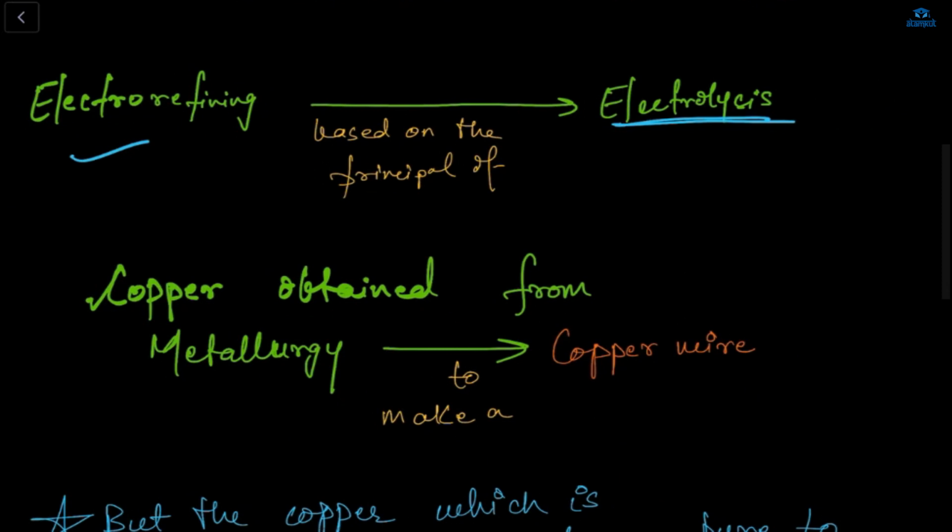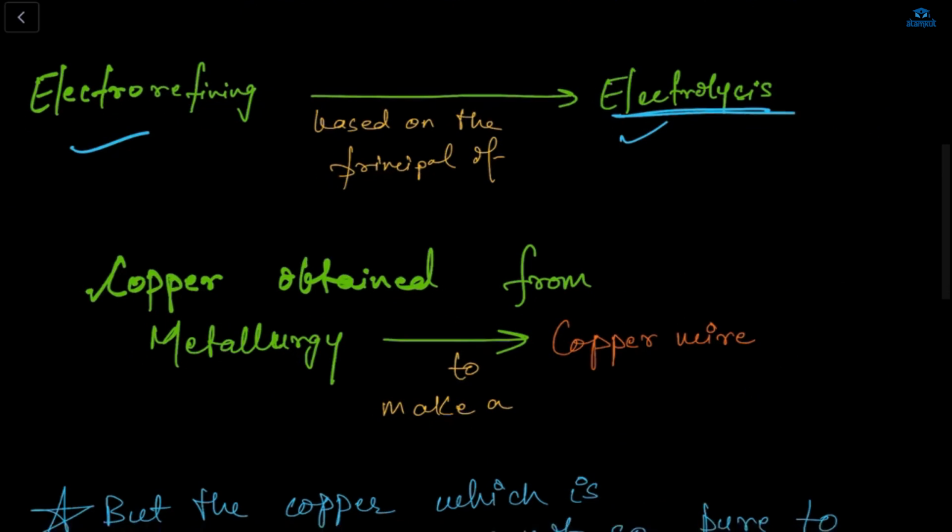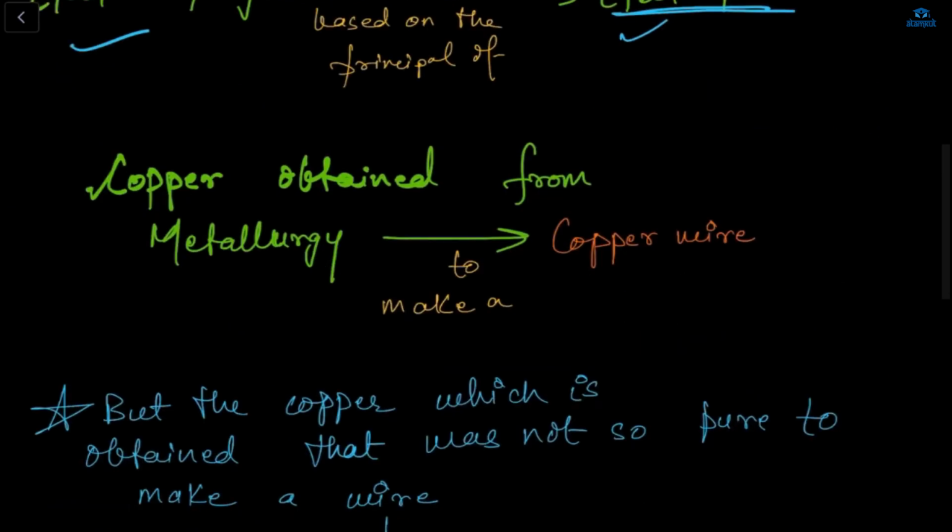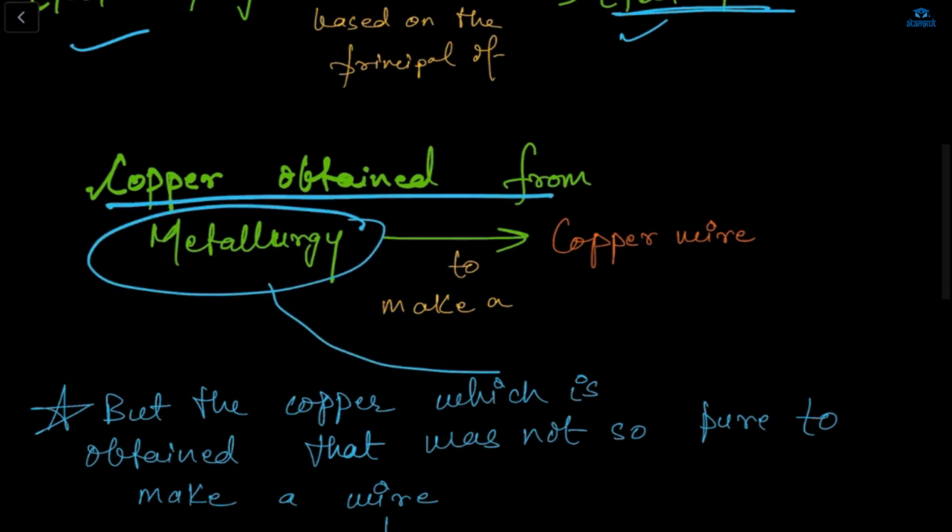Electrolytic refining कौन से principle पर based होता है? It is based on electrolysis. ठीक है. Next, copper obtained from metallurgy to make a copper wire. Copper which is obtained from metallurgy, to make what? To make a simple copper wire.